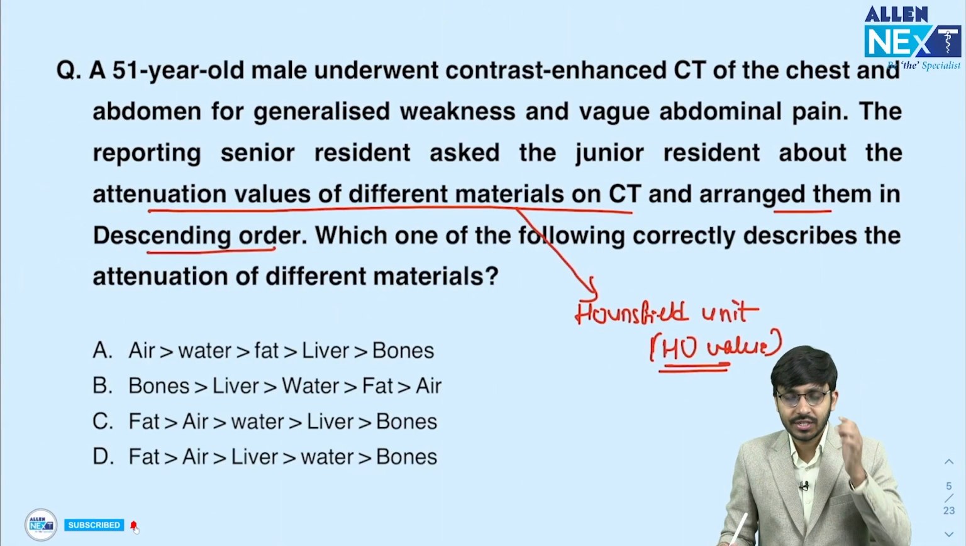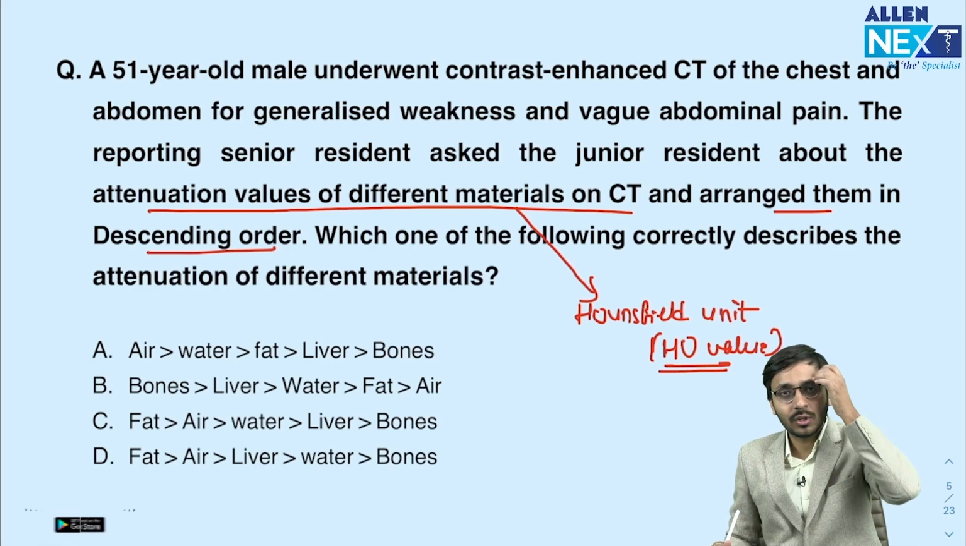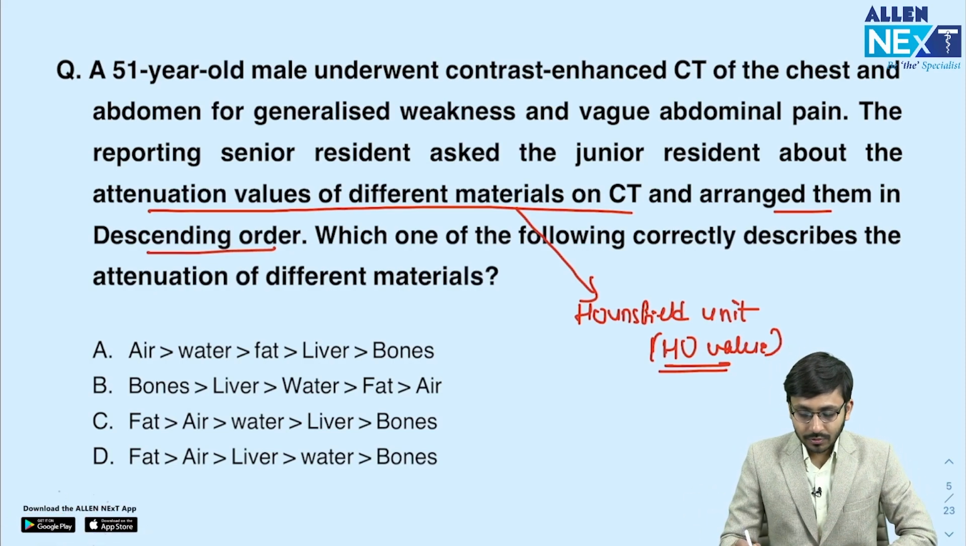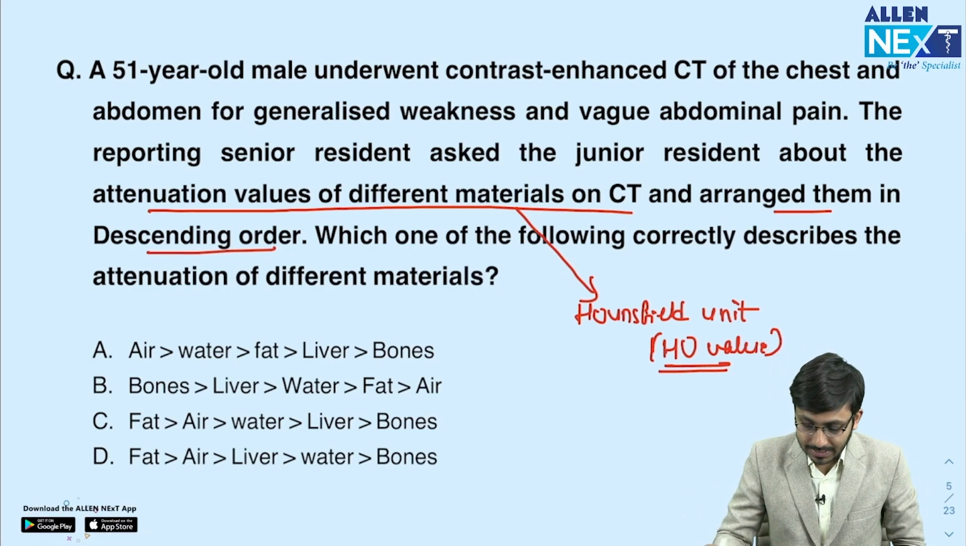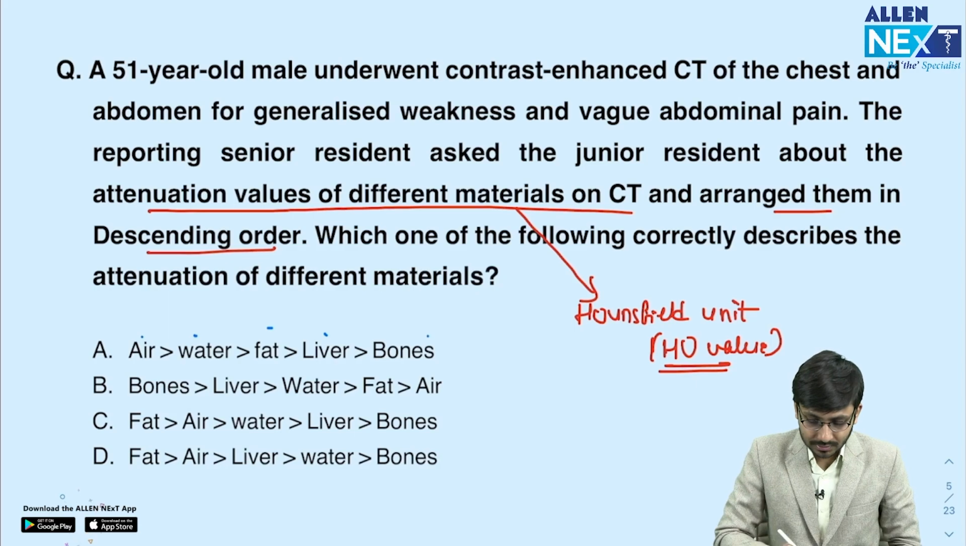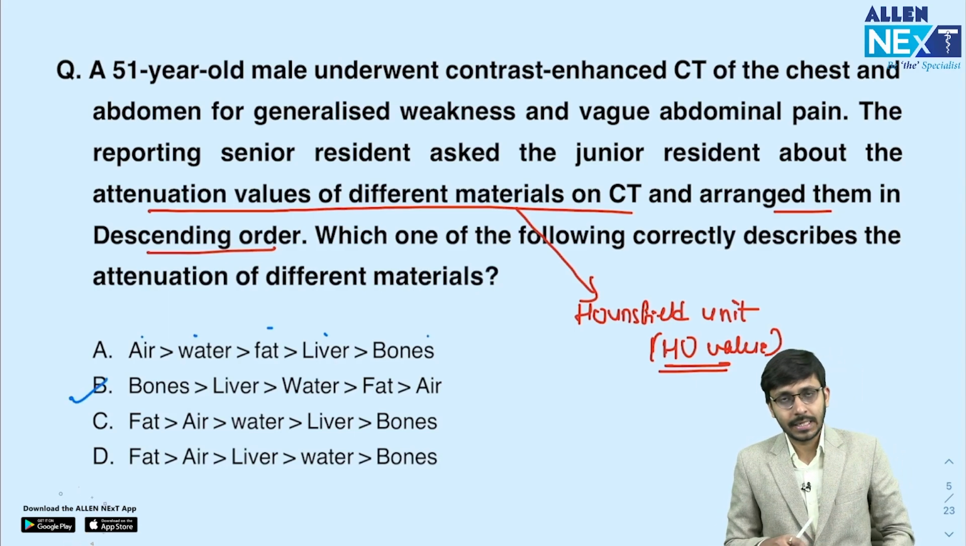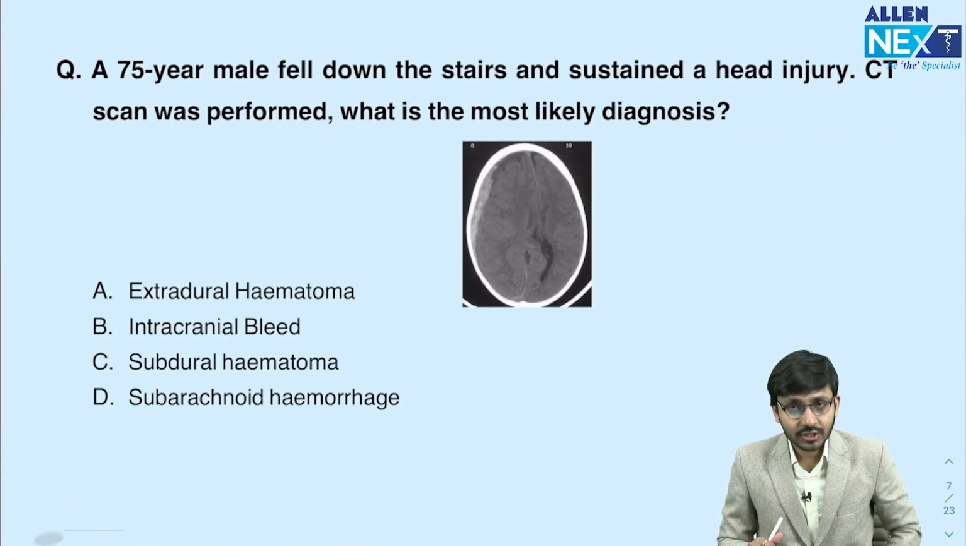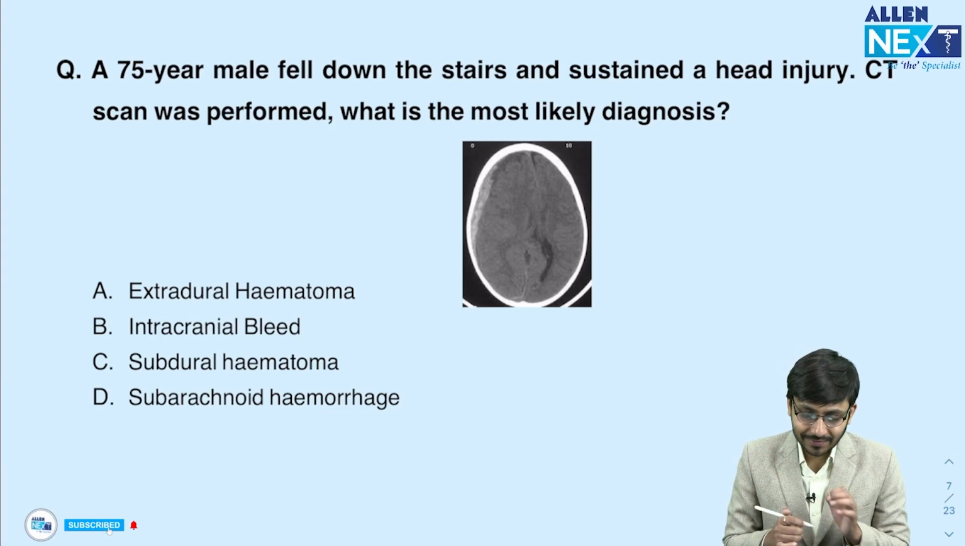Given the question, if you want to arrange them in decreasing order, what will be the answer? The maximum attenuation value will be that of bones, followed by liver, followed by water, followed by fat, and then followed by air. So the answer here is option B. Now let's move on to the next question.